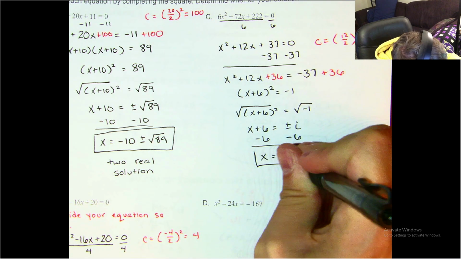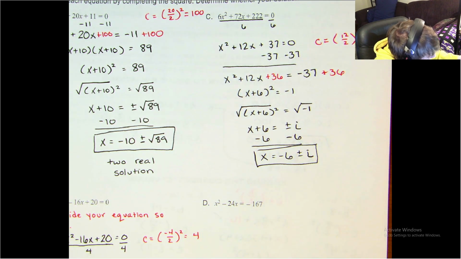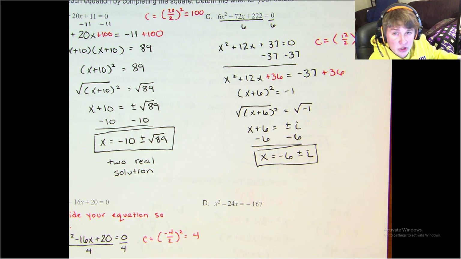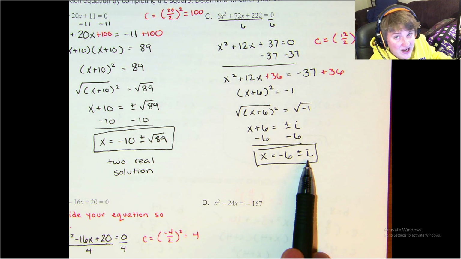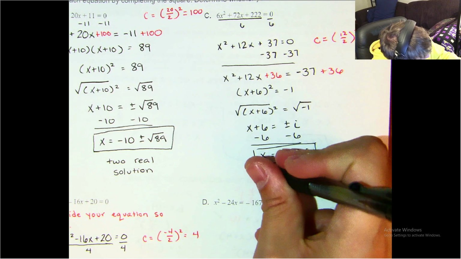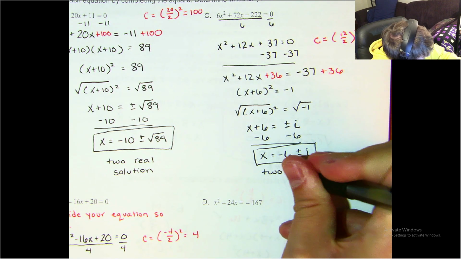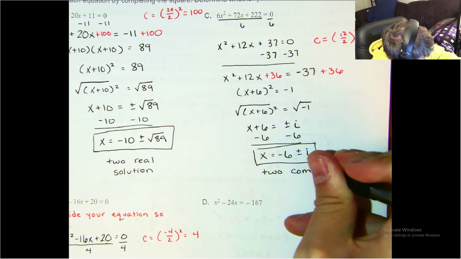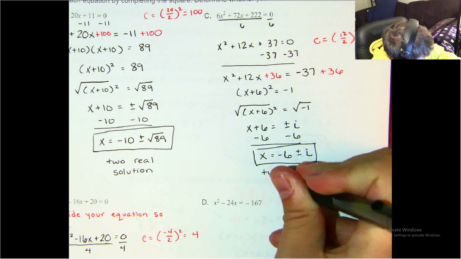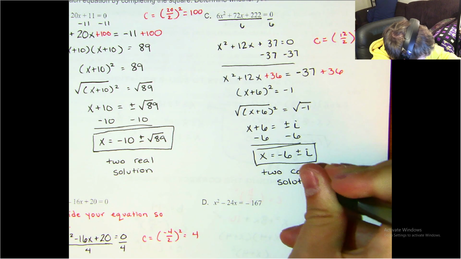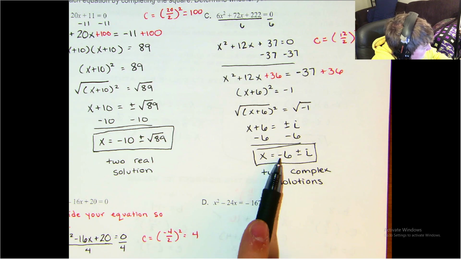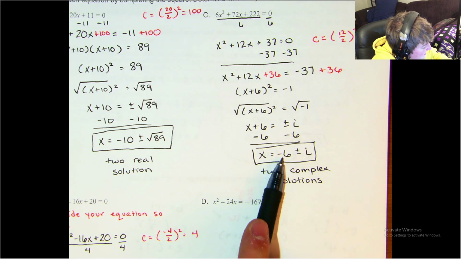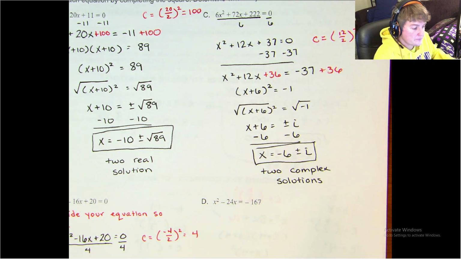That's my solution. Now let's go ahead and try to identify, are these real solutions or are these complex? Folks, if it ever involves i, it's a complex solution. So we have 2 complex solutions. The first one is negative 6 plus i. The second one is negative 6 minus i.